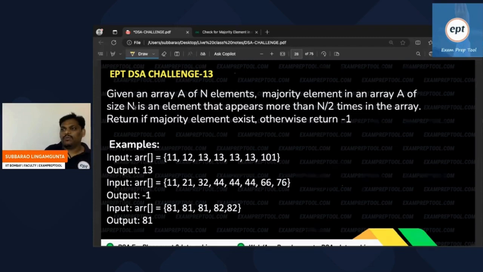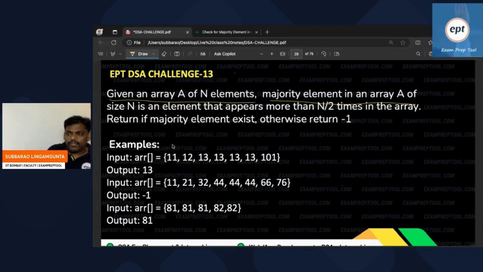See the problem. Given an array of n elements, a majority element in an array A of size n is an element that appears more than n by 2 times in the array. Return the majority element if it exists, otherwise return minus 1. If anyone is not clear, let me check once.